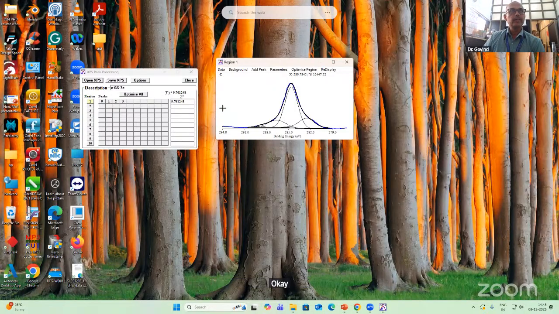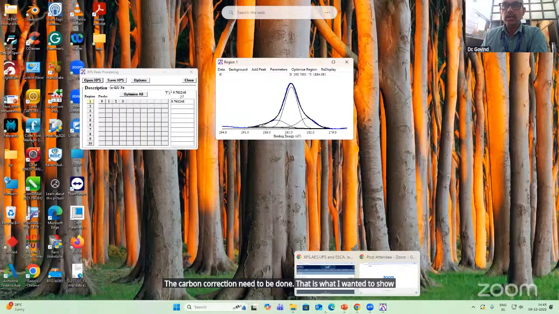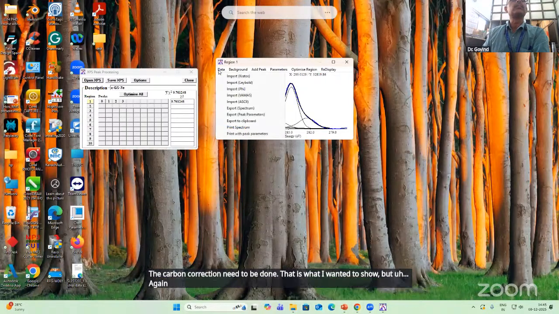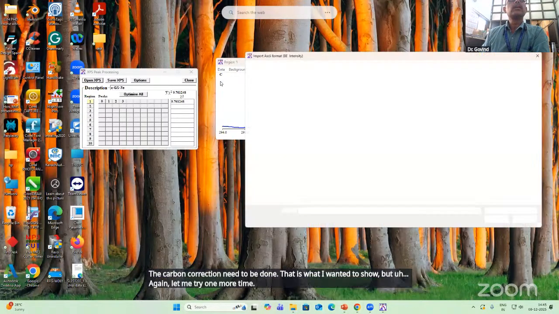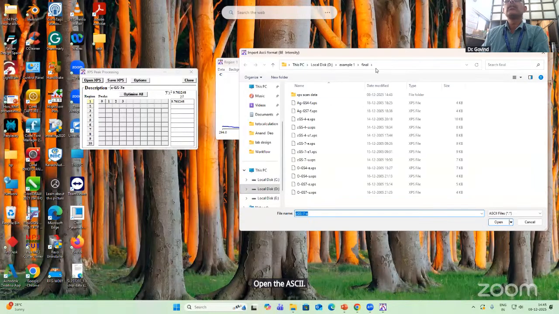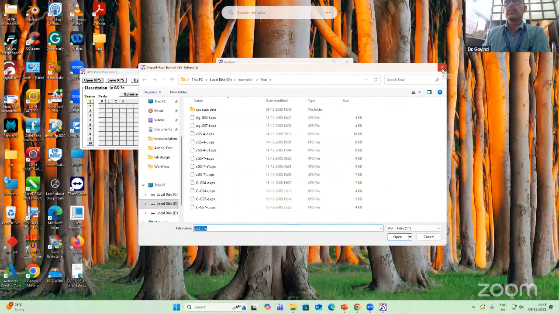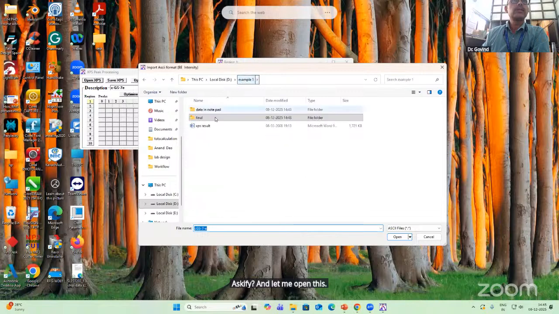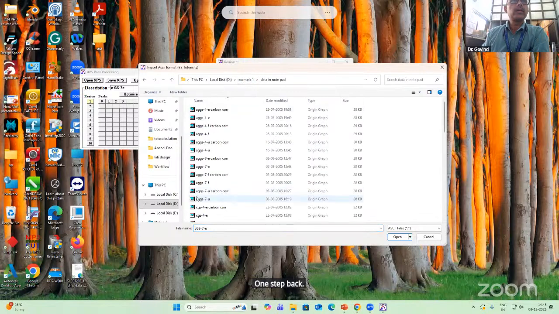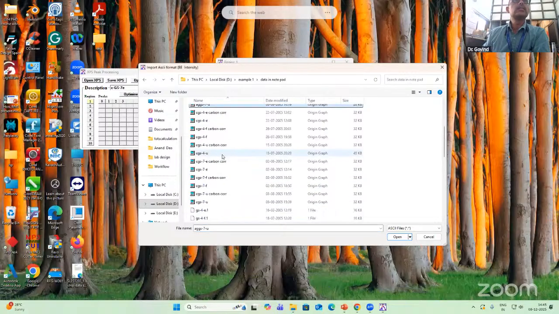Sometimes the carbon correction needs to be done. That is what I wanted to show. But again, let me try one more time. Open the ASCII file, and let me go one step back. Notepad data. This is the origin file.